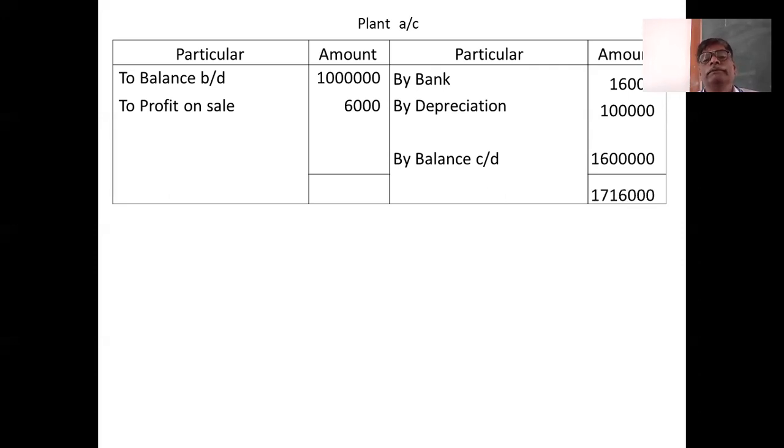You take the total. 17,16,000 is the total. Now difference is 7,10,000. 7,10,000 is called as purchase to bank.